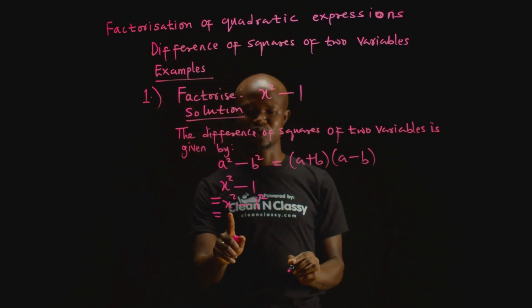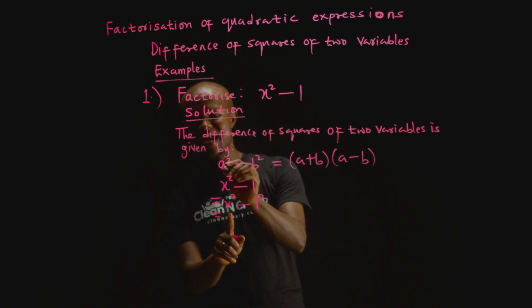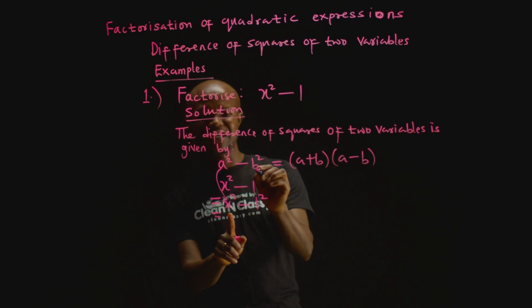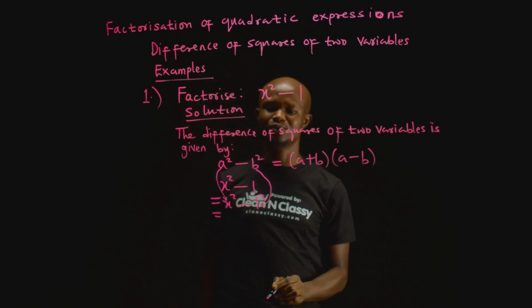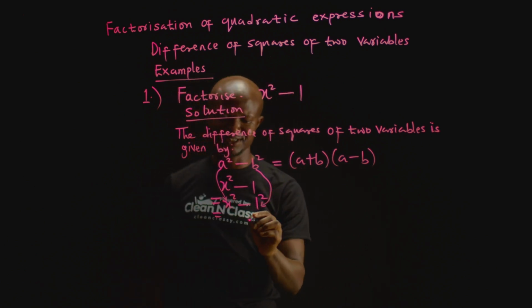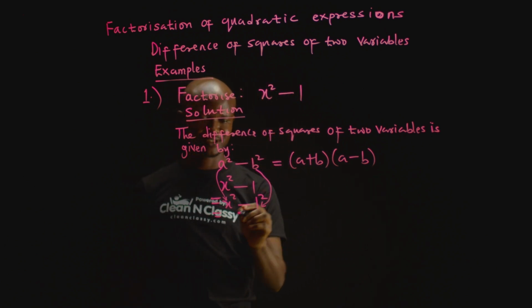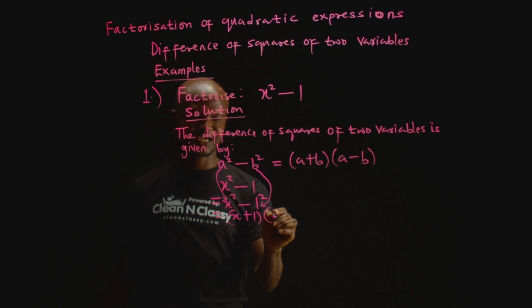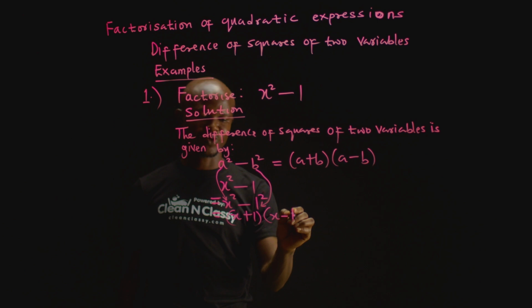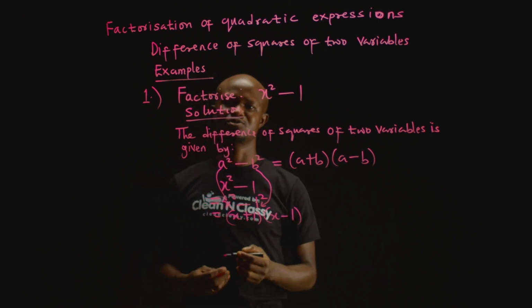So in this case, we can write this as s squared minus 1 squared. Now, we compare a to s and b to 1. Looking at what we have here, it means we can write it in this form: s plus 1 into s minus 1. That is the solution to the problem.